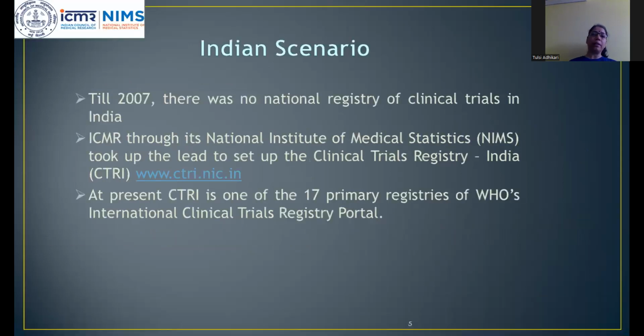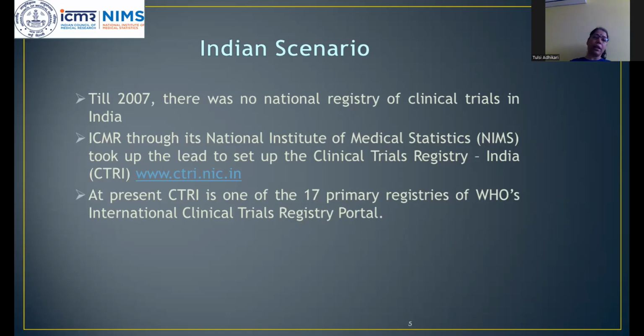Until 2007, there was no national registry of clinical trials in India, and ICMR, through its National Institute of Medical Statistics, took up the lead to set up the Clinical Trial Registry India, that is CTRI, and the website is www.ctri.nic.in. So all of you must be knowing about CTRI.